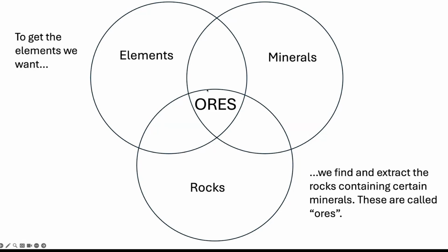And then sometimes, at this intersection between elements, minerals, and rocks of interest, we have ores. So these are the rocks that we like, that we can make money on, containing certain minerals. These are called ores.